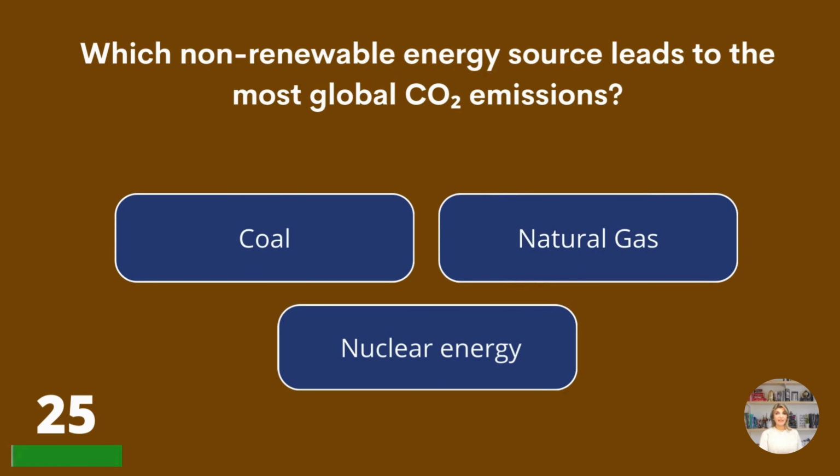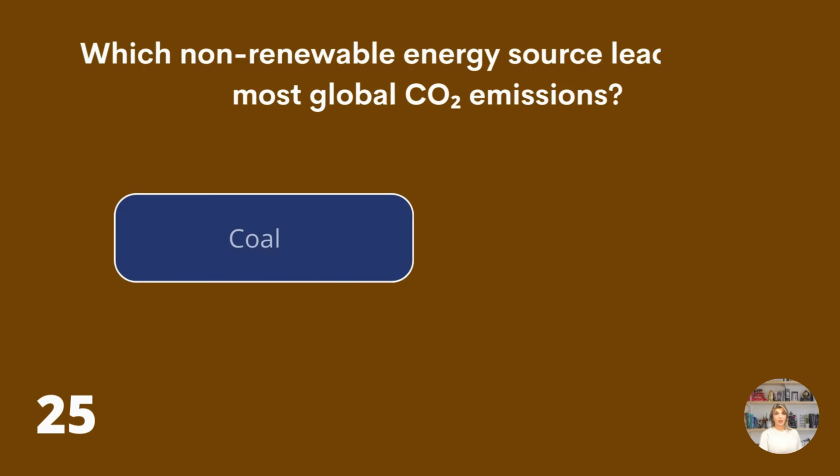Which non-renewable energy source leads to the most global CO2 emissions? Coal, natural gas, or nuclear energy? Coal.